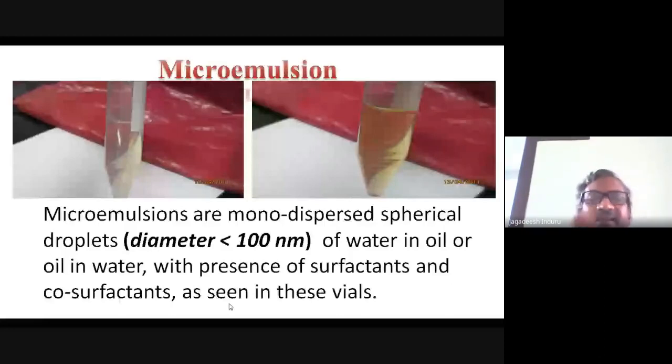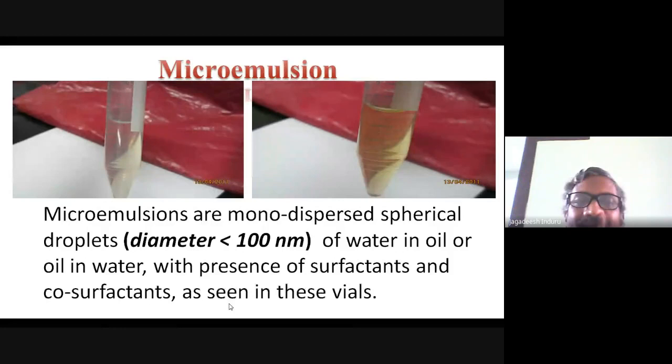Micro emulsions, which you have already seen in coarse dispersions, nano dispersions, that is colloidal dispersions, are monodispersed spherical droplets with a size of less than 100 nanometers. Most of the time, they are water in oil or oil in water. The only difference from the coarse dispersion is that the globule size is smaller, because of the presence of surfactants and co-surfactants. Most of the time, in the diagram, they appear as good as solutions.